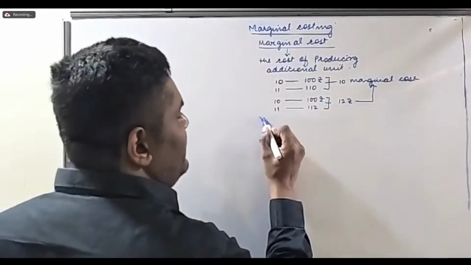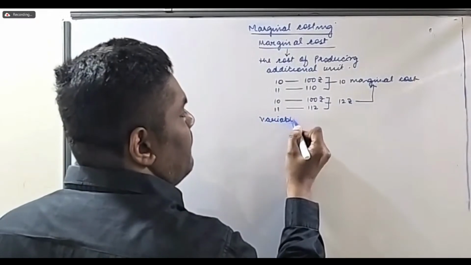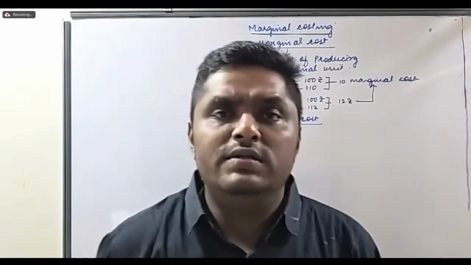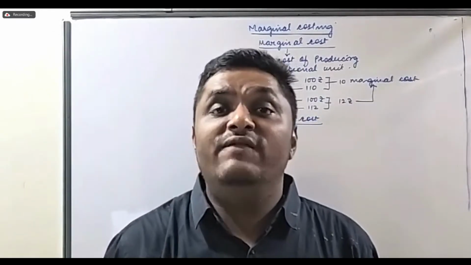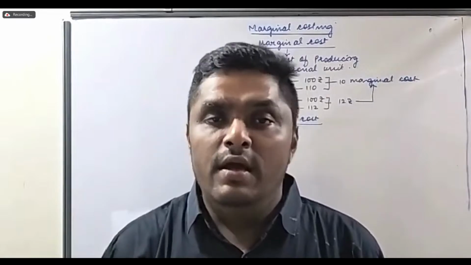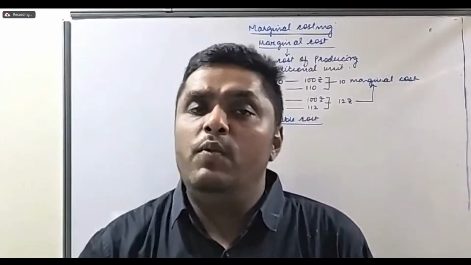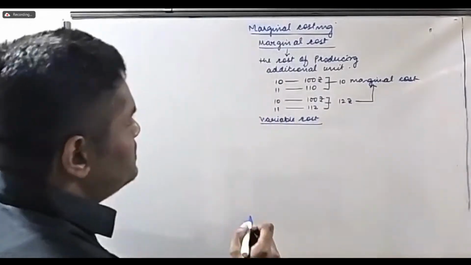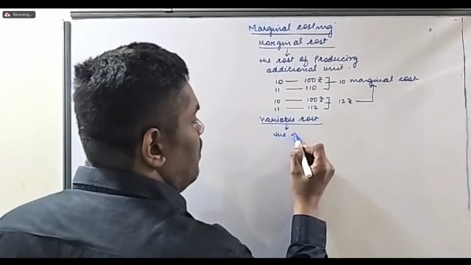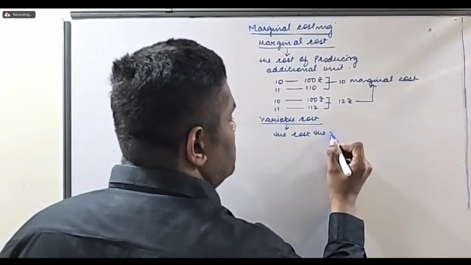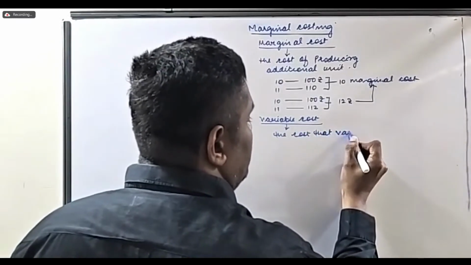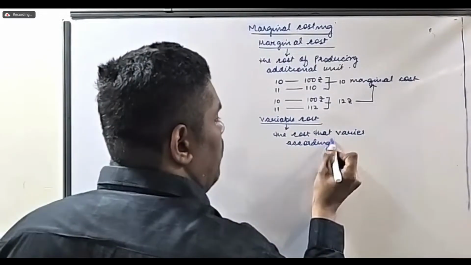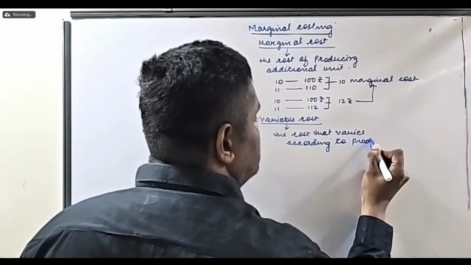The next term is variable cost. When talking about variable cost, it's the cost that varies according to production. ये वो cost है जो production के हिसाब से बदलती है. Production बढ़ेगा तो cost बढ़ेगी, production कम होगा तो cost कम होगी, and if there is no production, no cost at all. So what is variable cost? It's the cost that varies according to production.